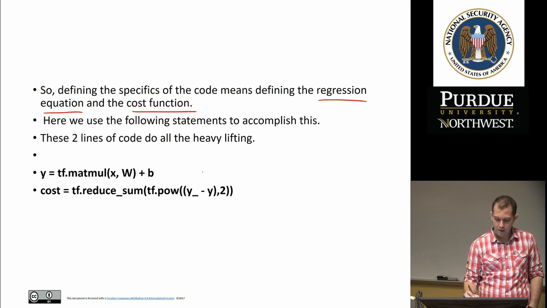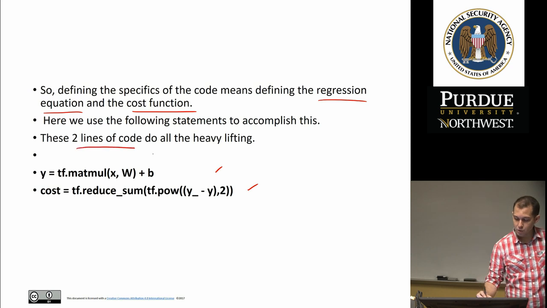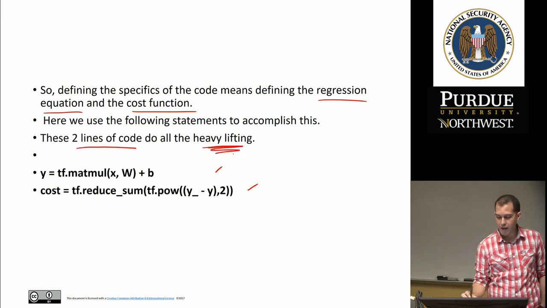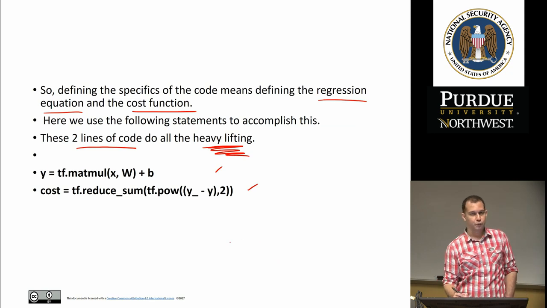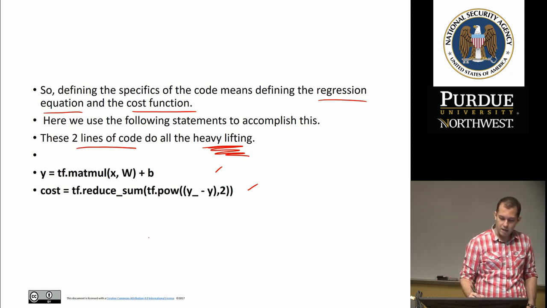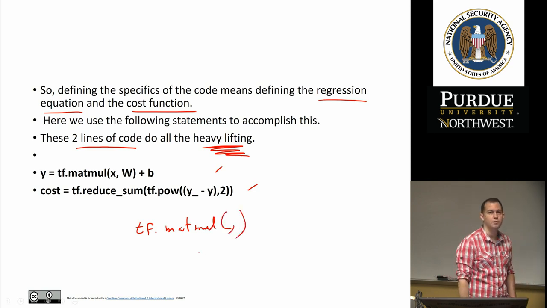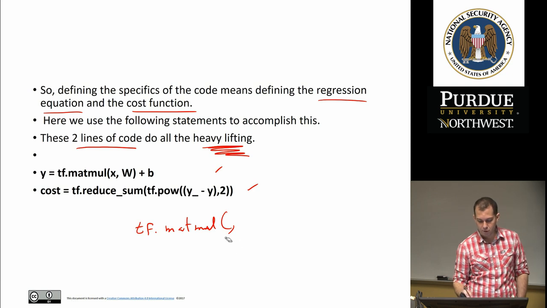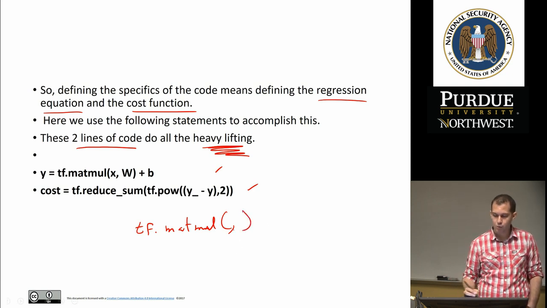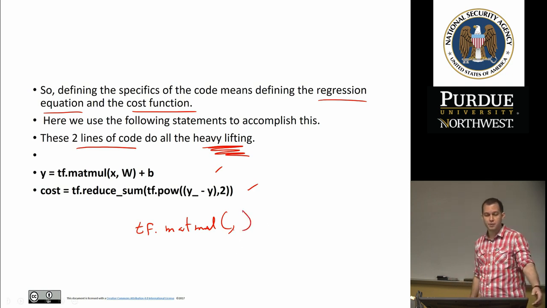So you saw that we have this one and this one. And these 2 lines of code really do all the heavy lifting. All right, as I said, the brute force of TensorFlow is this function, tf.matmul, which ties in really well with GPUs because this is where you perform your matrix multiplications, which made the difference, right?